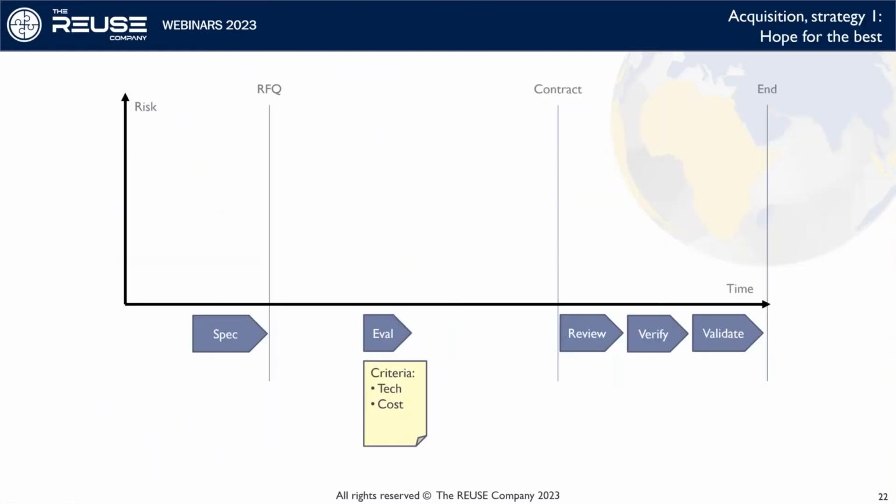Okay, let me real quick illustrate two of these strategies. The first one is hope for the best. Just go out and sail and you hope you don't hit anything. What do you do? Well, you write the specification, send it out. You evaluate on compliant, not compliant, basically technical and cost, nothing else. And you get to a contract, and then you start having reviews and you start to verify things.